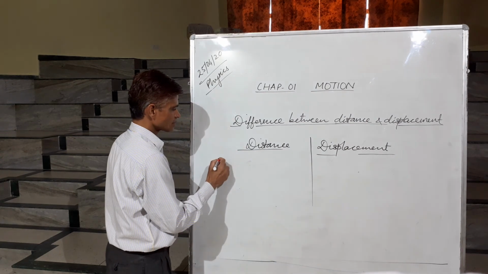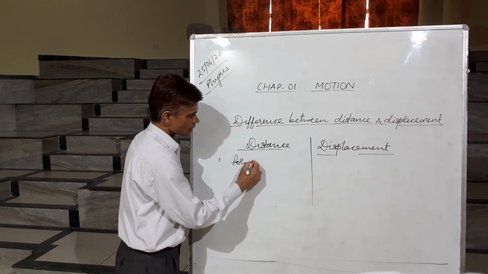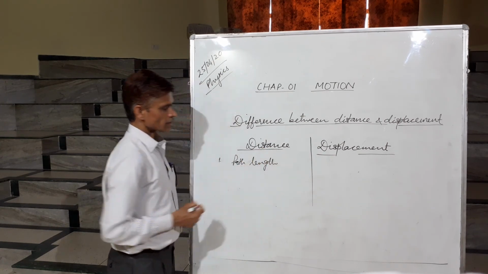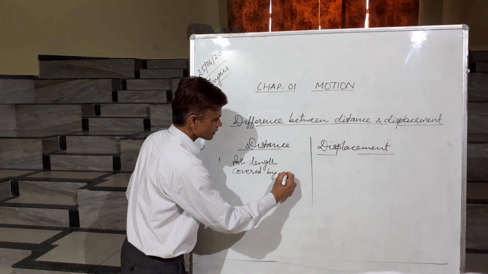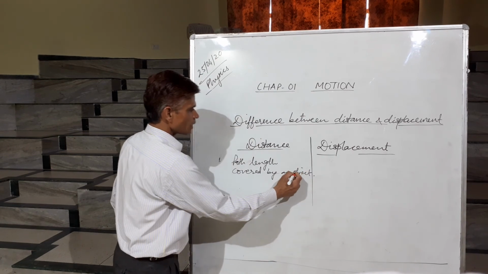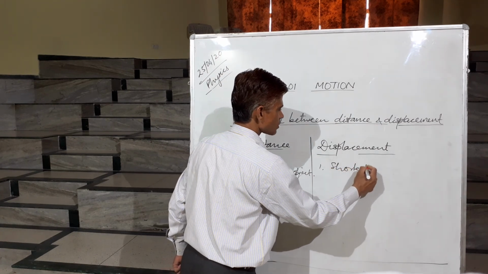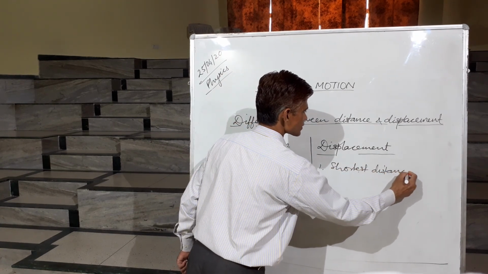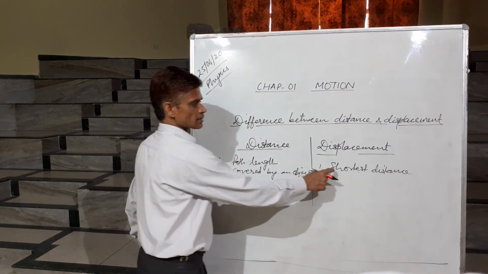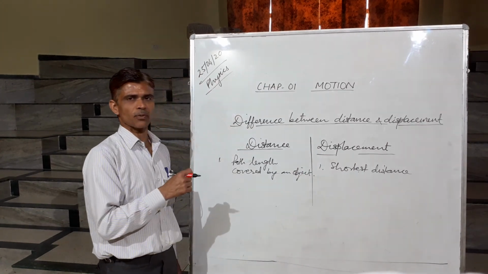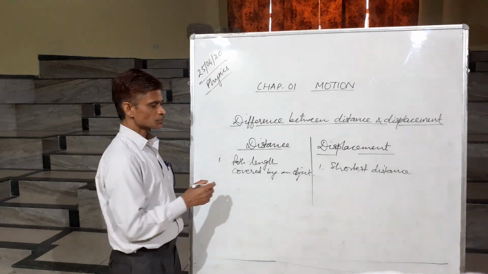The first difference is, distance is the path length covered by an object, whereas displacement is the shortest distance covered by an object in a particular direction. Shortest distance between what? Between the starting point to the end point, or initial position to the final position.